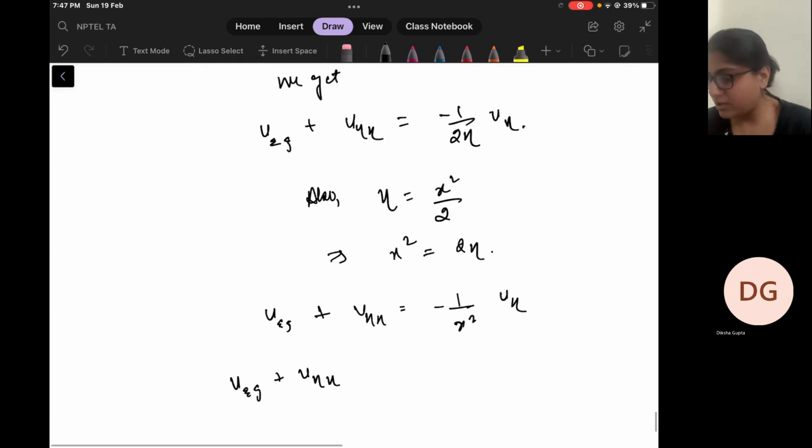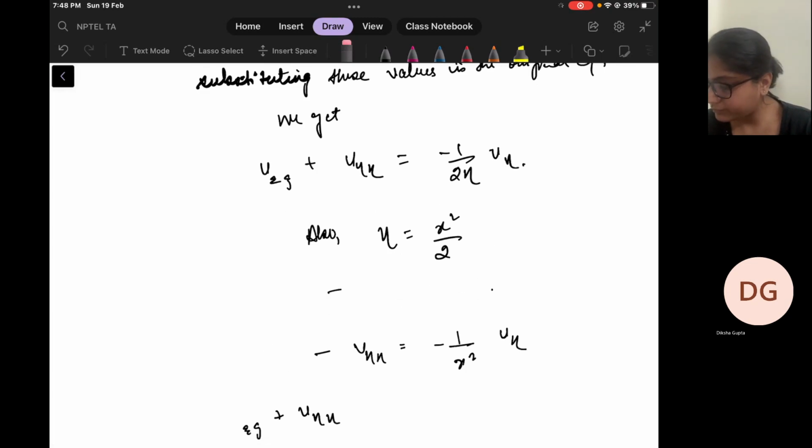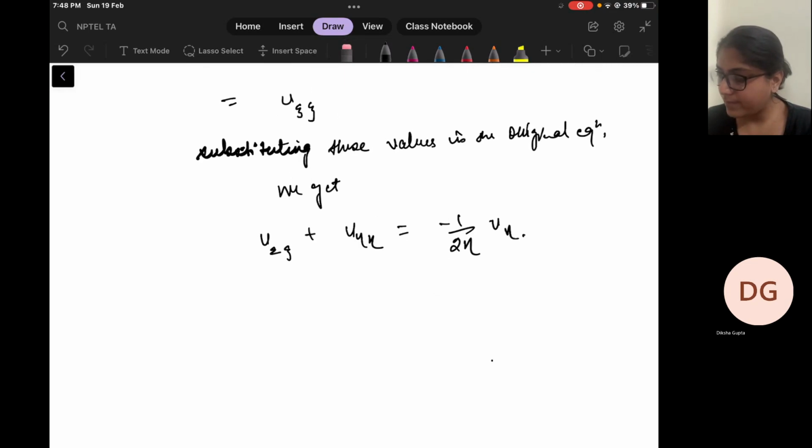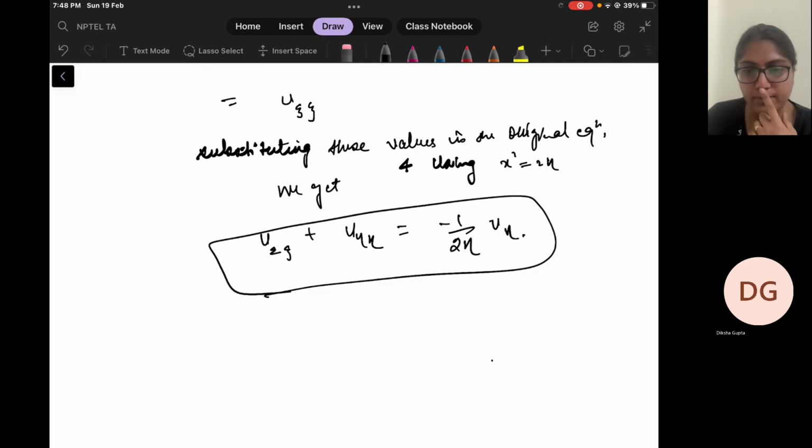Oh, we already had it in terms of theta, so we don't need to do anything here. Actually, when we calculated, we used the fact from the original equation that x square is equal to 2 eta, and we get the following canonical form. We have reduced the equation to the canonical form, and this was what was asked in the question.